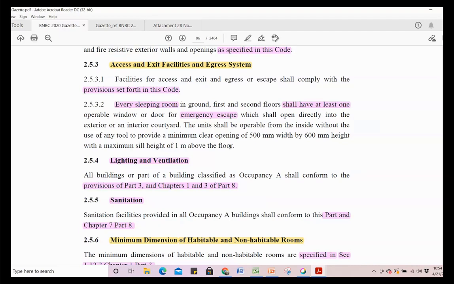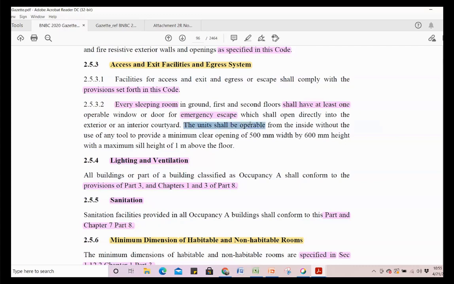Now comes a special piece of information about only occupancy A here. Every sleeping room in ground, first and second floors, so it is for 3 floors only, shall have at least one operable window or door for emergency escape, which shall open directly into the exterior or an interior courtyard. So this is an emergency evacuation measure. From the bedrooms, there will be an emergency escape option.